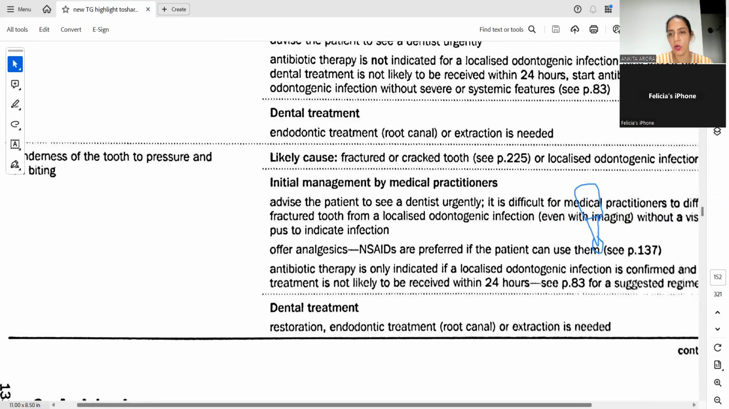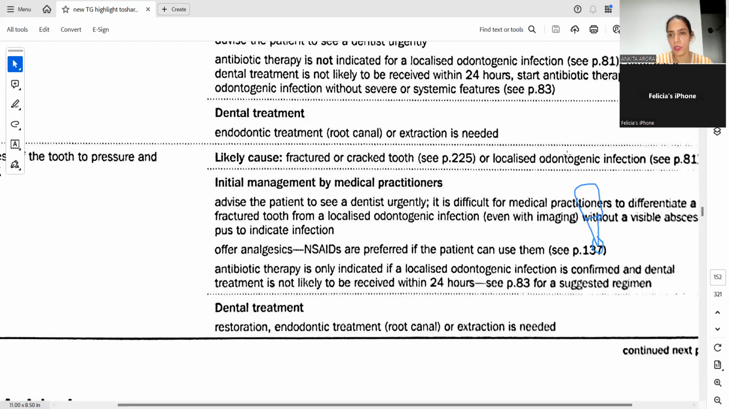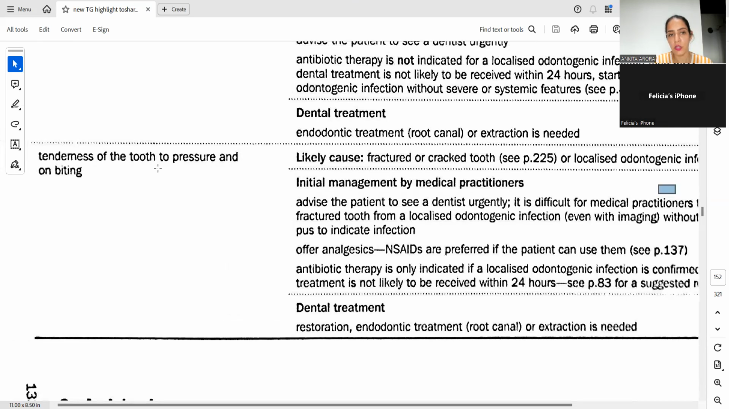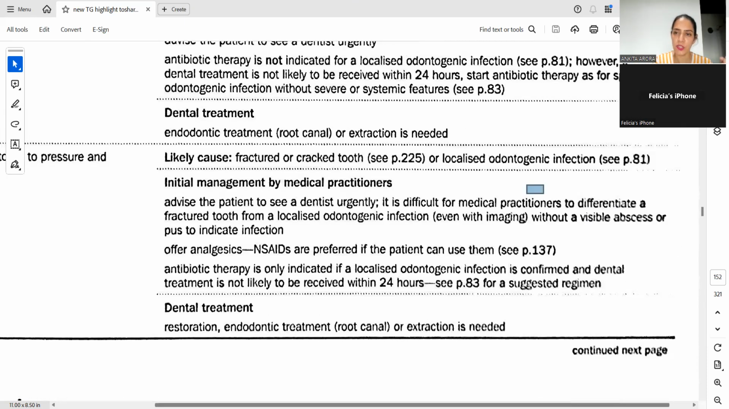And the likely cause in this case, let me clear this drawing. This is the likely cause, fractured or cracked tooth. How is the pain like? Tenderness of the tooth to pressure and on biting. The patient says that my tooth aches when I just bite. So when the patient is saying biting ache, fractured or cracked tooth, or localized odontogenic infection, initial management by medical practitioners would be to advise the patient to see a dentist urgently.